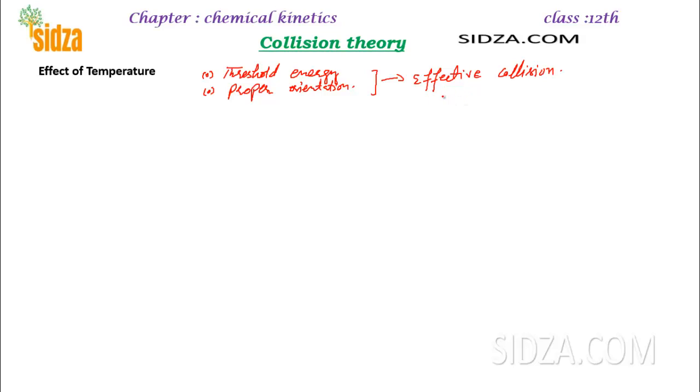So the collision between the reactant molecules is effective only when the reactant molecules possess the threshold energy, and at the time of collision they should have a proper orientation. After that, the collision will be effective, otherwise it will be ineffective. It means it will not form the product if either of the two conditions is not satisfied.